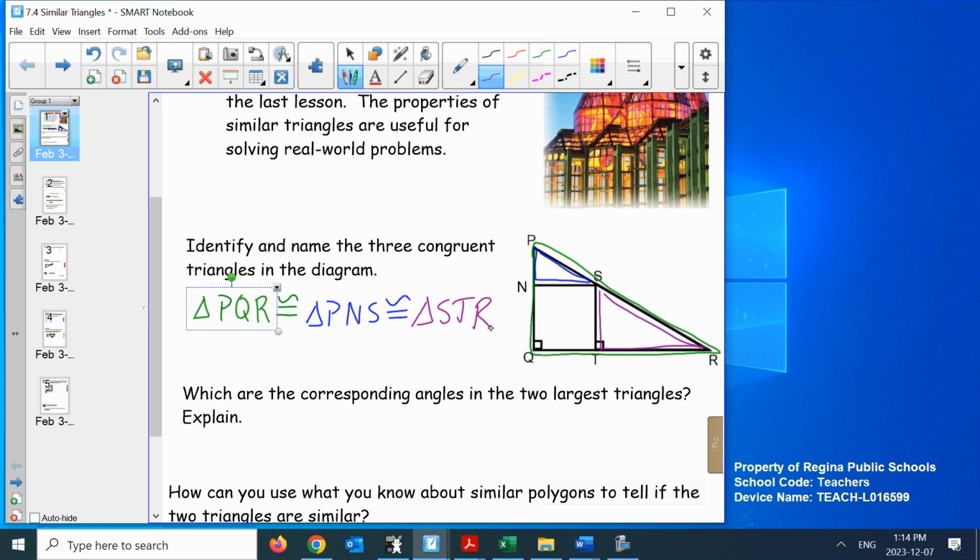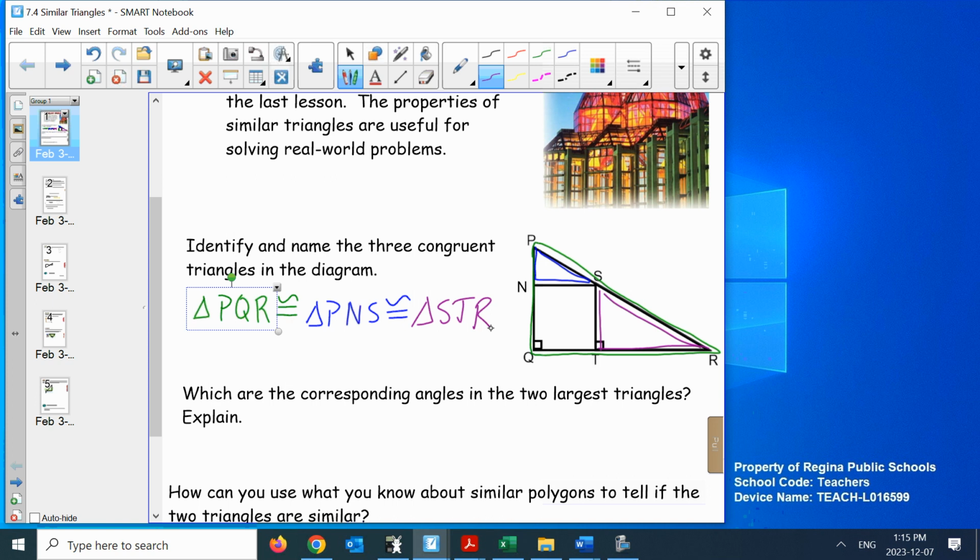I think we can all see this, right? I'm using a wavy line over top of the equal sign to mean similar. It's not equal. The angles are equal, but the sides are proportional. That's what that means. That's why this is the unit, or the section, called similar triangles.